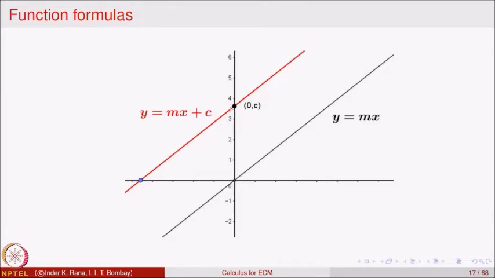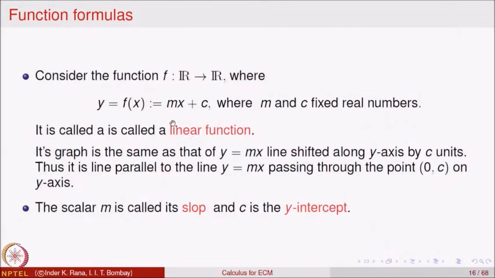So, depending on whether c is positive or negative, this will go up or down. This is the graph of the function y equal to mx plus c, and this function is called a linear function. It is given by y equal to mx plus c. As you have realized, there are two important numbers in this: one is m, the other is c.